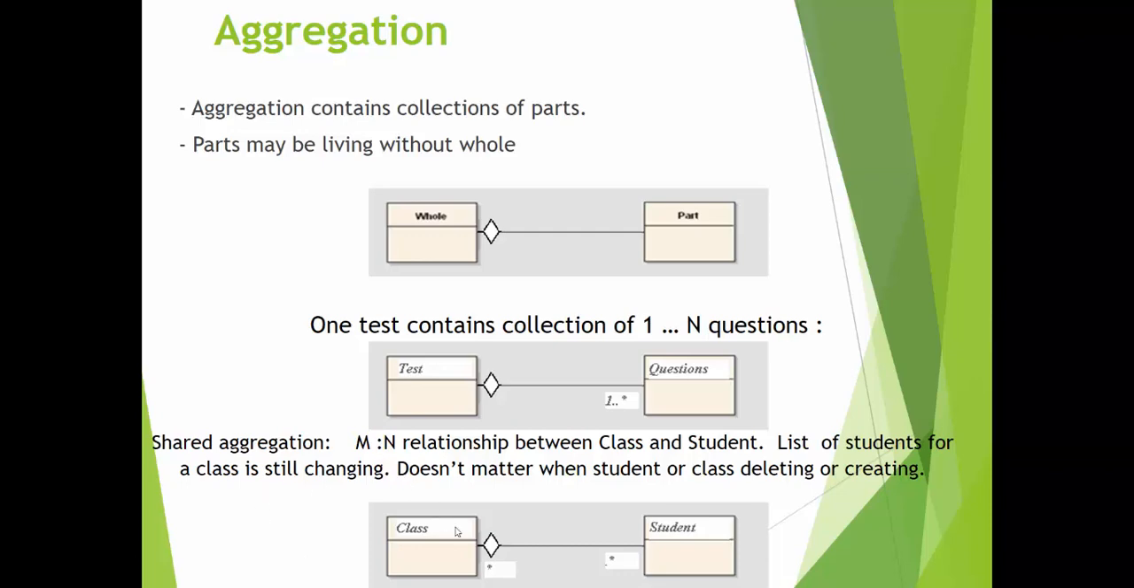Shared aggregation is kind of a many-to-many relationship between class and students, for example. The list of students for a class is still changing. It doesn't matter when a student or class is deleted or created. We have a many-to-many relationship between class and student.